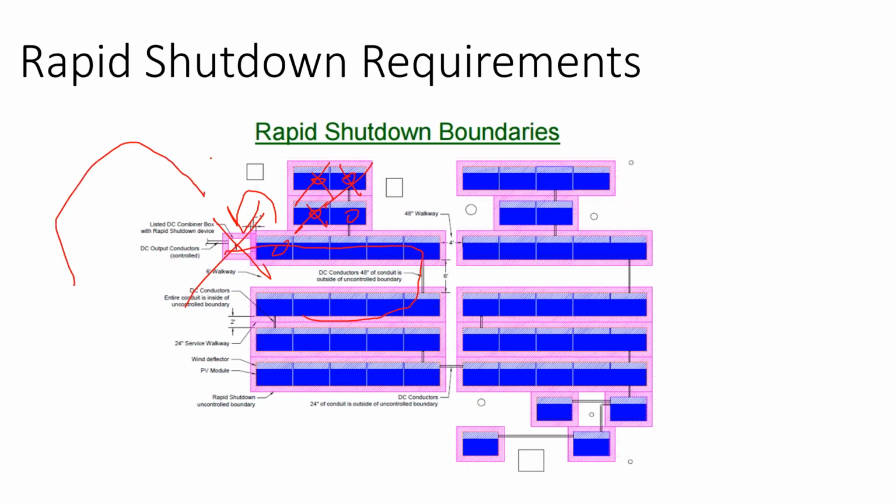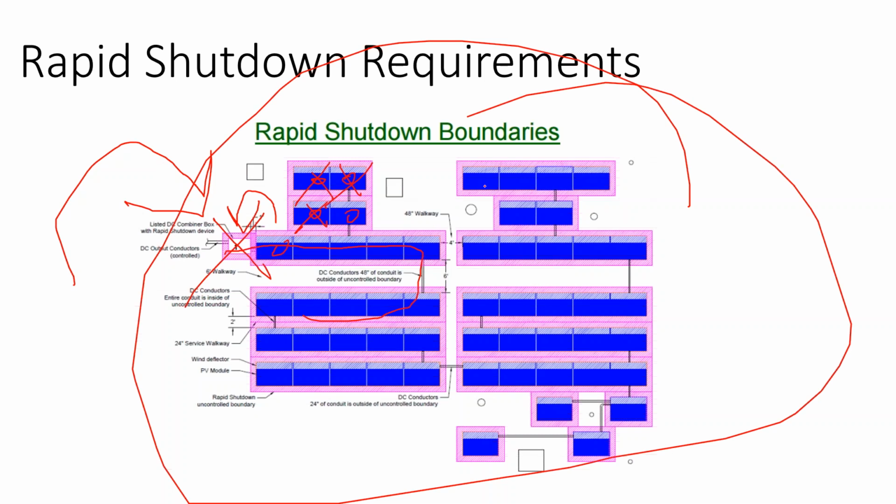So you can use these rapid shutdown combiner boxes as long as your solar array is continuous. If you have subsections of the array where you have a jumper cable between one array section to the next, you might still want to stick with module level power electronics.